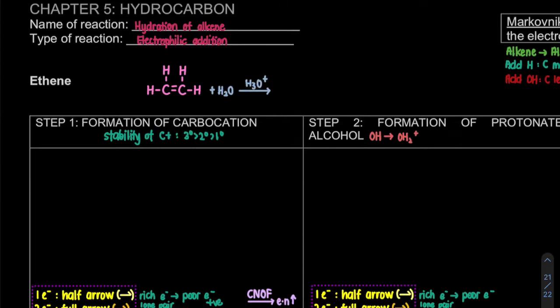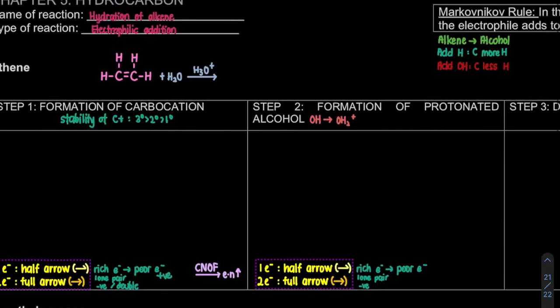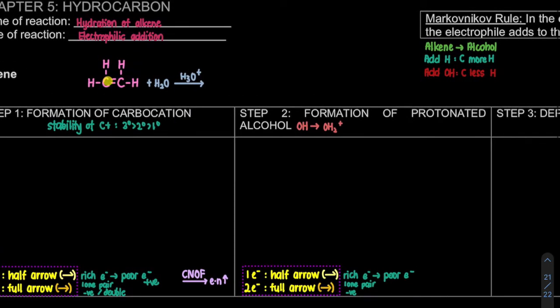Okay, but for the mechanism here, remember the Markovnikov rule mentions that we add hydrogen to the carbon of the carbon-carbon double bond with more hydrogen. When we look at the carbon here, it has two hydrogen. The same goes for this carbon, it has two hydrogen. So do we need to follow this rule? There's no need, it's similar. So we can add it anywhere we want. But make sure before you add H and OH, you determine which one has more hydrogen and which one has less hydrogen.